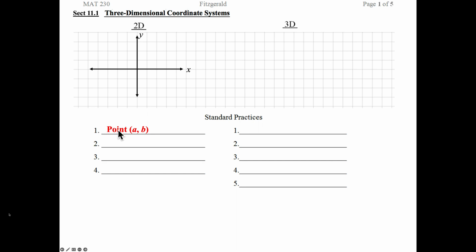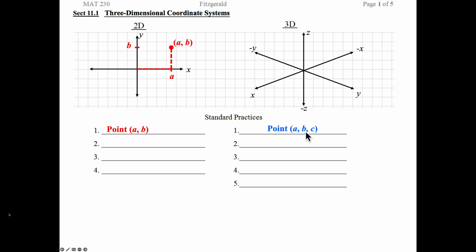If you wanted to plot a point, say AB, we'll go to the right A, up B, plot our point AB. In a three-dimensional system, you have your positive x, positive y, positive z. So it's your two-dimensional xy coordinate plane with a vertical line going right through the origin. You can go negative x's, negative y's, negative z's, label those if you want to make sure you're in the right spot. So if you want to plot point ABC, A goes along the x-axis, B goes along the y-axis, C goes along the z.